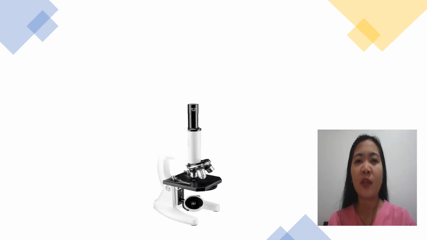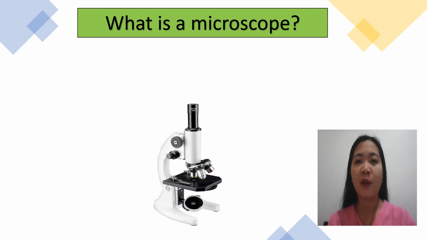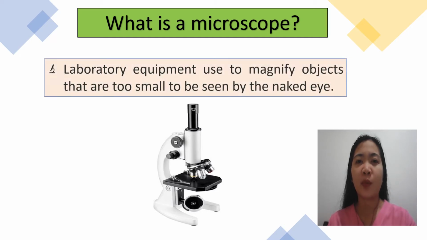Are you familiar with this laboratory equipment? Do you know what this is? You are right. This is a compound microscope. Do you know the function of a compound microscope? A microscope is a laboratory equipment that is used to magnify small things that are too small to be seen by the naked eye. It is useful to observe detailed parts of the microorganisms which cannot be seen by the naked eye.